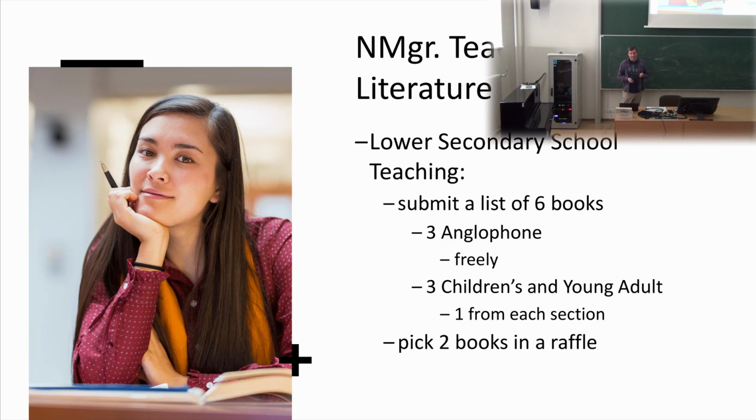Lower secondary teaching only, who are in the minority here, they only have 2 lists, the Anglophone list and the children's and young adult list. Again, for the children's and young adults, you choose 1 book from each subsection, and the Anglophone just simply 3 books. And they also pick 2 numbers, but they actually only have 2 lists anyway in the first place, so for them it's a bit less confusing. Okay, that's more or less it.